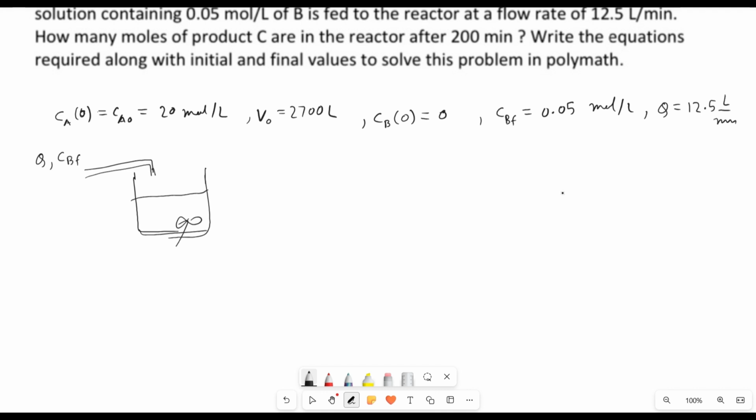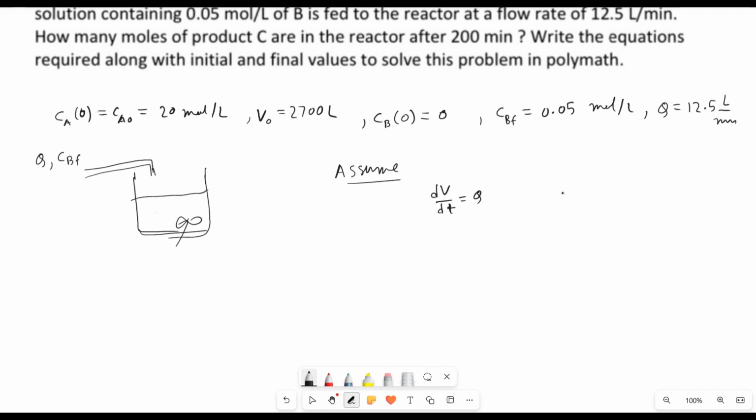This is a stirrer, and this is the volumetric flow Q and CB feed, catalyst fed to the reactor. And we will assume one thing, that the density of the fed liquid and the liquid in the reactor are the same. So if you do the mass balance on the volume, we can directly write it like this: dV dt is equal to Q.